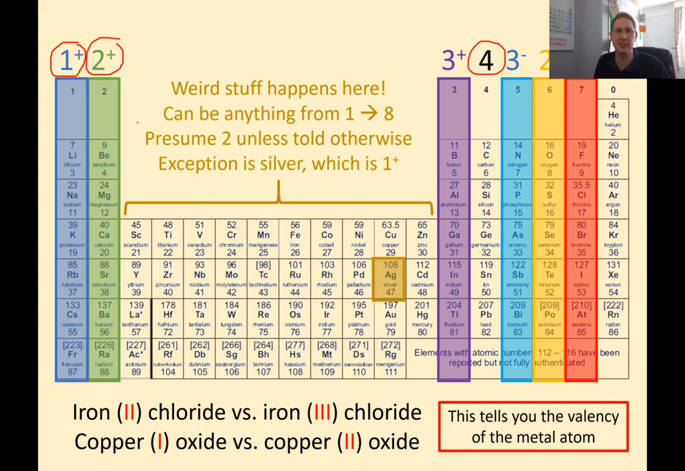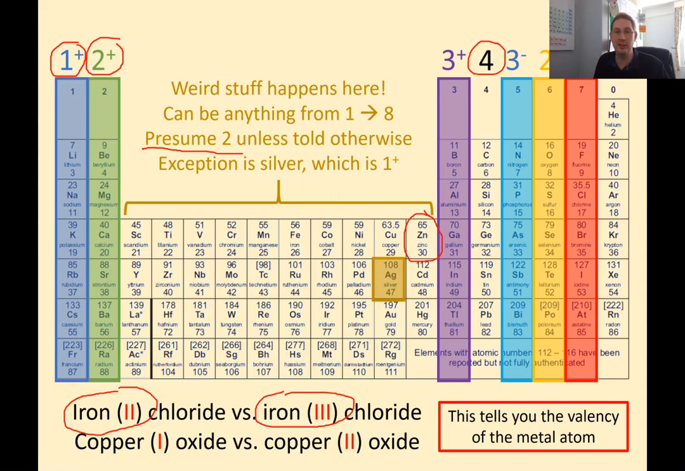So what about the transition metals? Well, the key rule here is presume 2 unless told otherwise. So things like zinc, 2+, always 2+, but it can be anything from 1 to 8. And some things have a high number of different oxidation states. So manganese can be anything from 2+ to 7+. You'll often be told, for example, iron 2 chloride versus iron 3 chloride. And of course that gives you the charge, or more correctly, the oxidation state of that particular element.